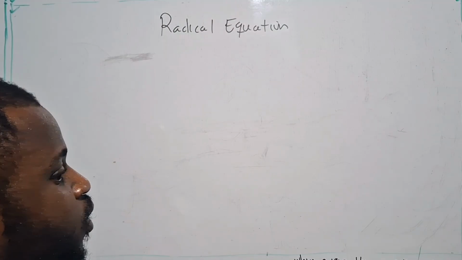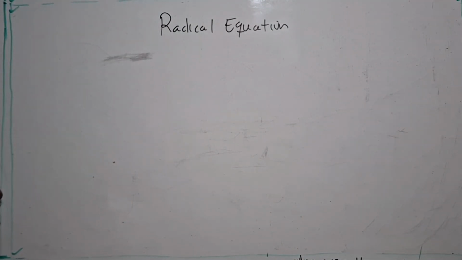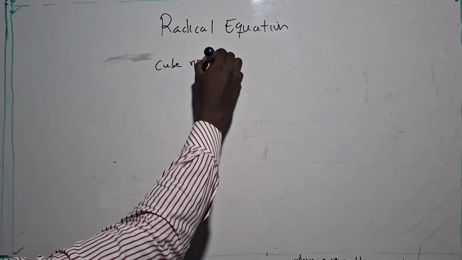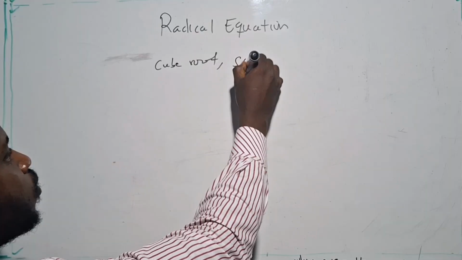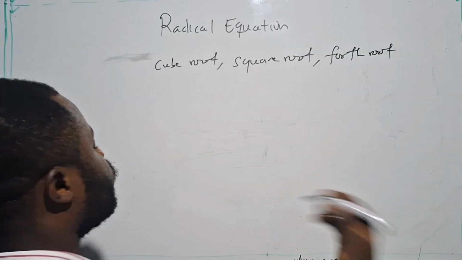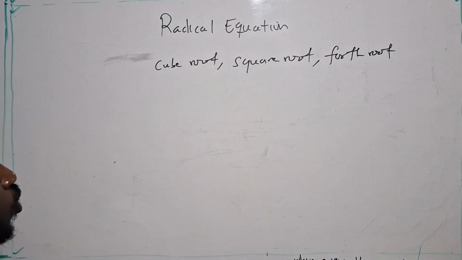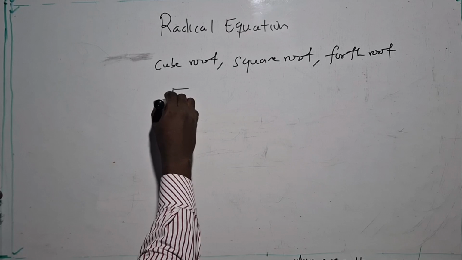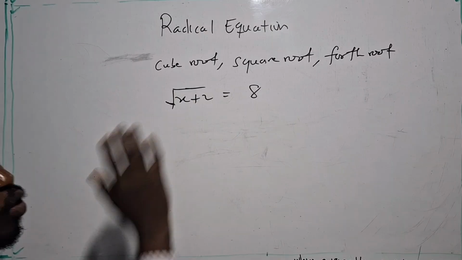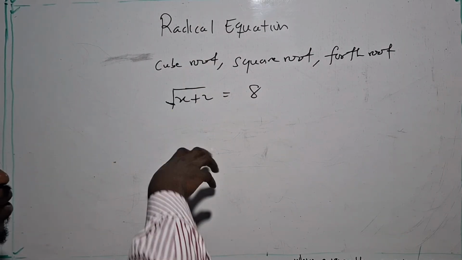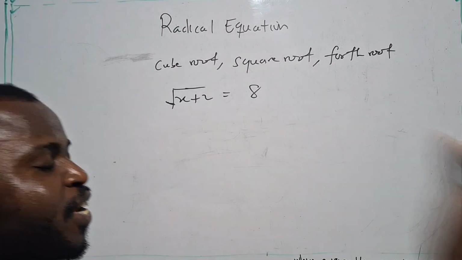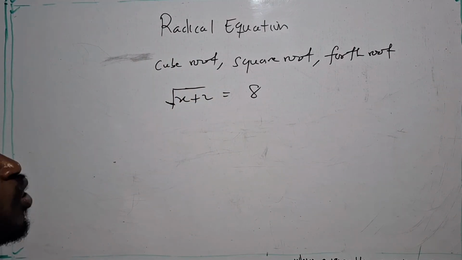Yes, a radical equation is when a variable appears in a cube root, square root, the fourth root, or any other root. So you can see something like this: the square root of x plus 2 is equal to maybe 8. This is a radical equation. So a situation where a variable appears in either a square root, a cube root, fourth root, or any other root is a radical equation.